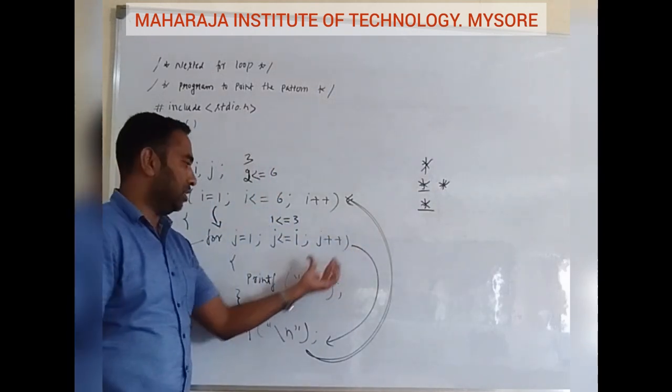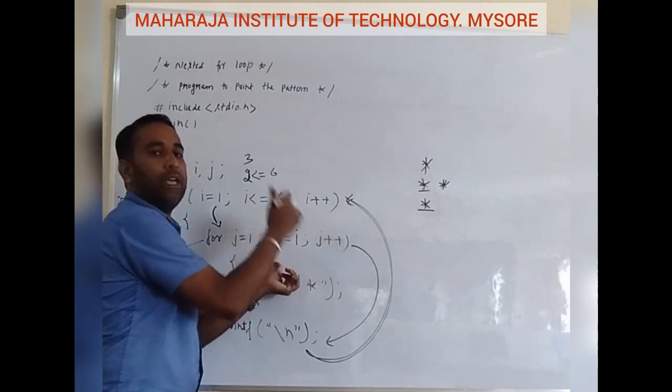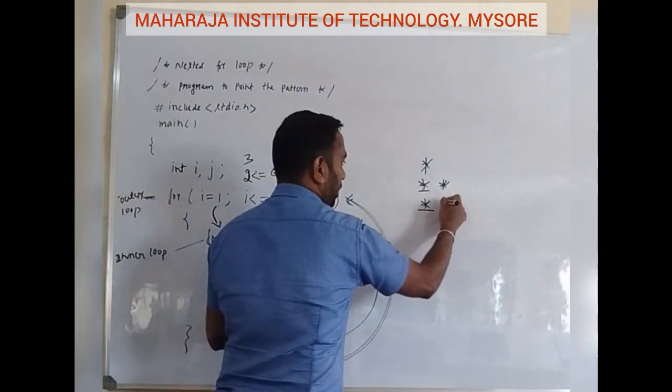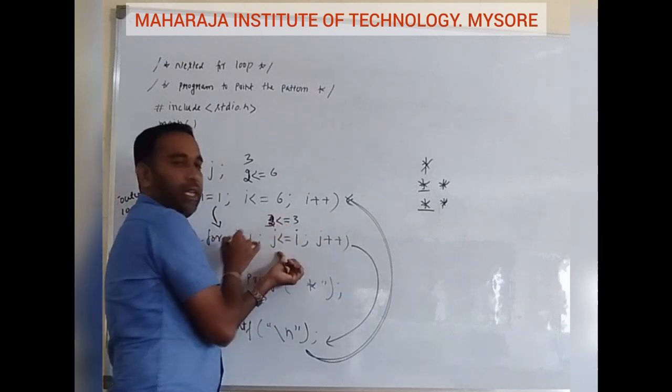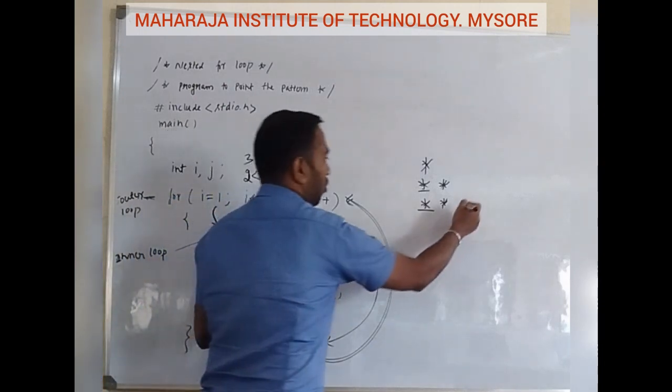And increment j value. j becomes 2. 2 is less than or equal to 3. Yes. Print one more star. Then increment j. j becomes 3. 3 is less than or equal to 3. Yes. You print one more star.